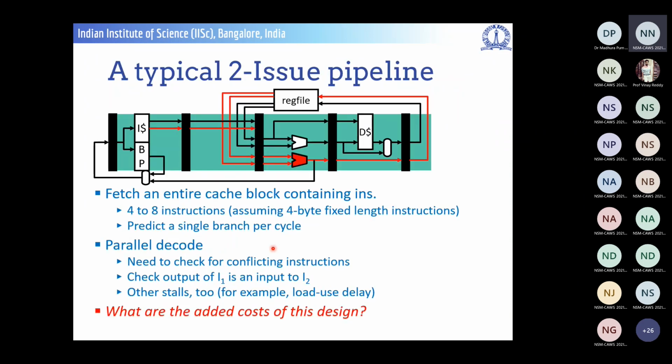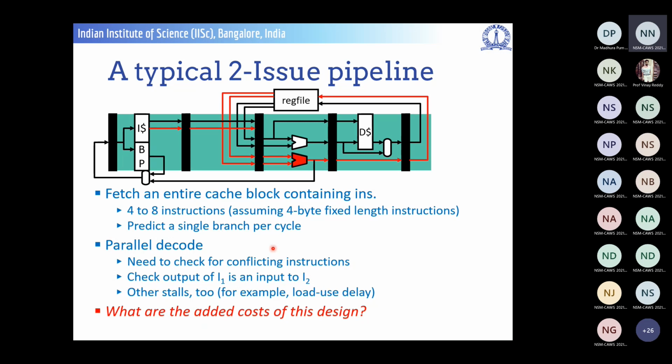So what we'll do from now on is take an example of a 2-issue pipeline, and we'll try to understand the complexity of designing a superscalar pipeline. Okay. So the first stage, of course, is the fetch.